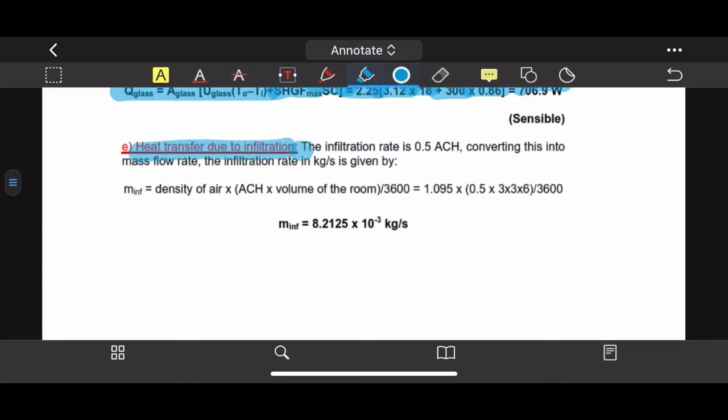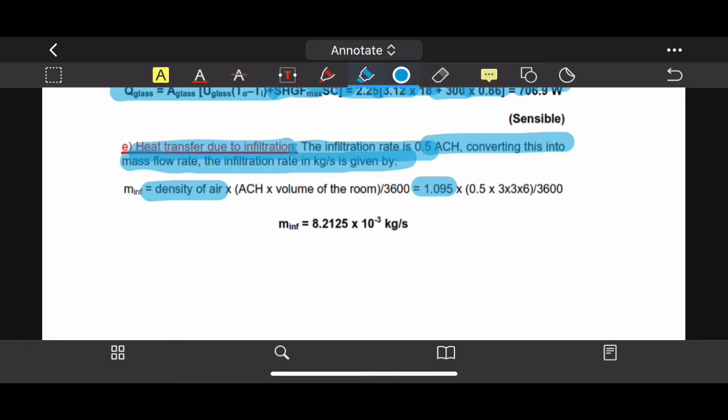Now infiltration is 0.5 air changes per hour. Converting this into mass flow rate, infiltration is in kilograms per second. That means you need to divide by 3,600 seconds. The density of air is 1.095, times ACH, and the volume of the room is 3.3 times 6 divided by 3,600, to change hour to second. And the answer is m infiltration equals 8.2125 times 10 to the power of negative 3 kilograms per second.